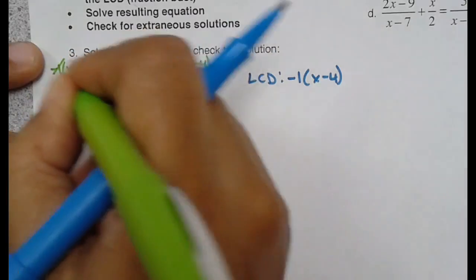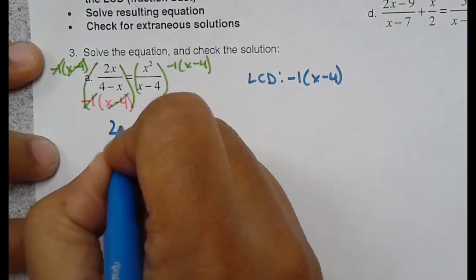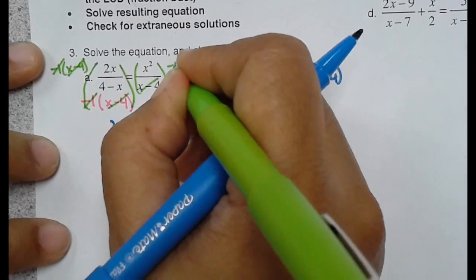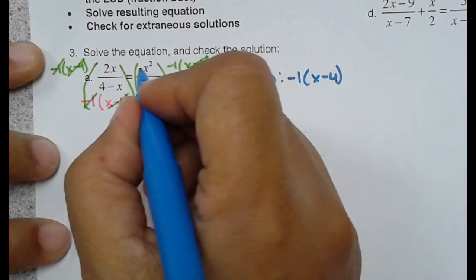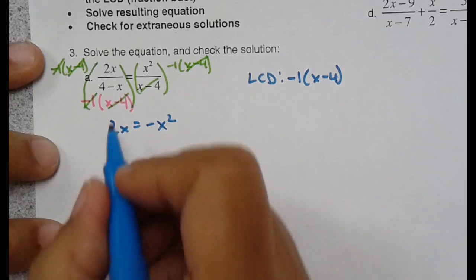So the -1 and the x minus 4 both cancel, so really the only thing that's left is this 2x. Over here, x minus 4 cancels, but the -1 is still left. So -1 times x squared is -x squared. All right, let's move it all to one side of the equal sign.